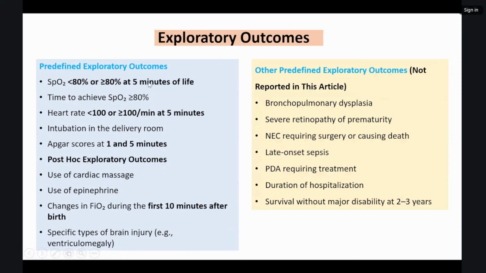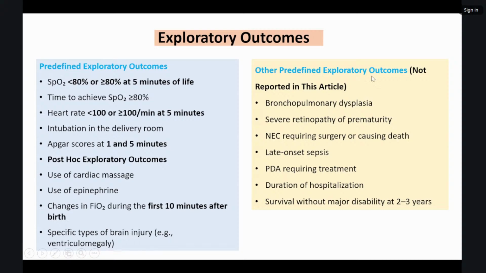So the predefined exploratory outcomes were SpO2 of less than 80% or more than or equal to 80% at 5 minutes of life, time to achieve SpO2 of more than or equal to 80%, heart rate of less than 100 or more than or equal to 100 per minute at 5 minutes of life, need for intubation in the delivery room, and Apgar scores at 1 and 5 minutes. Post-hoc exploratory outcomes are use of cardiac massage, epinephrine, and change in the effort during the first 10 minutes after birth.